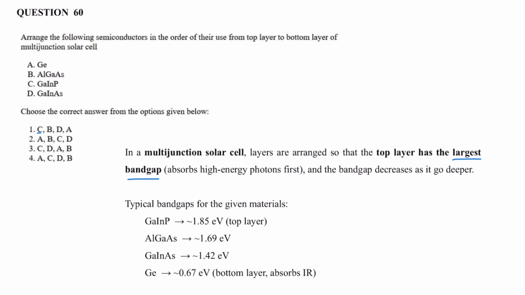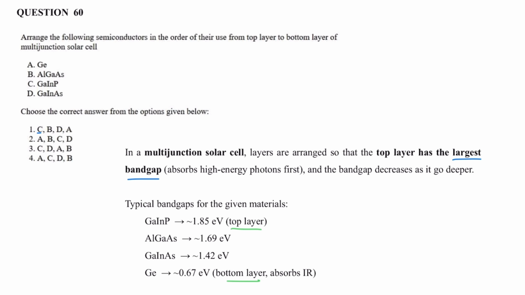For gallium indium arsenide, it is 1.42 electron volts. For aluminum gallium arsenide, 1.69 electron volts. Gallium indium phosphide, 1.85 electron volts. So this gallium indium phosphide is the top layer and germanium is the bottom layer, which has the lowest energy band gap.